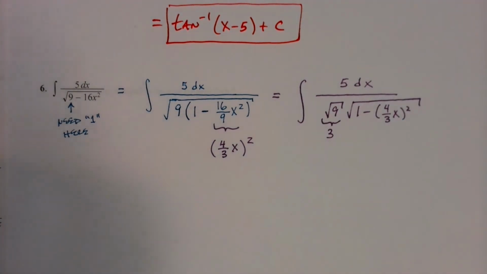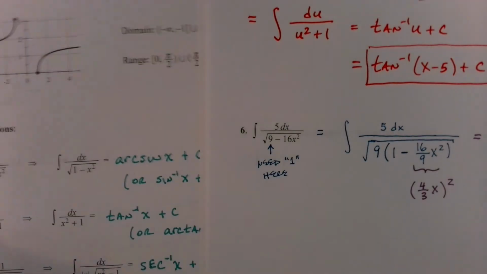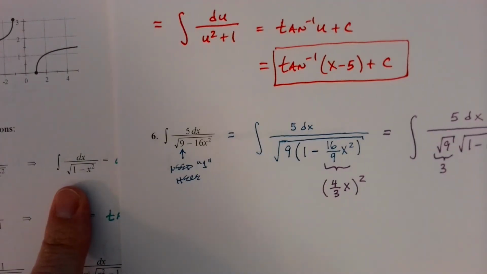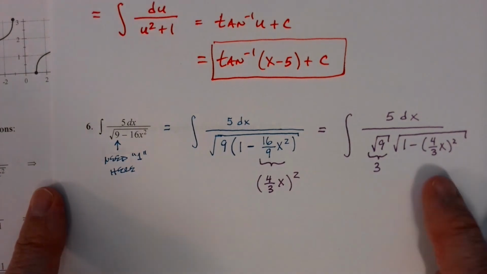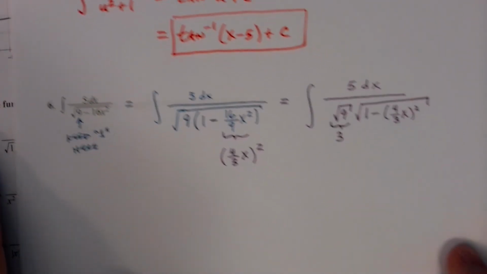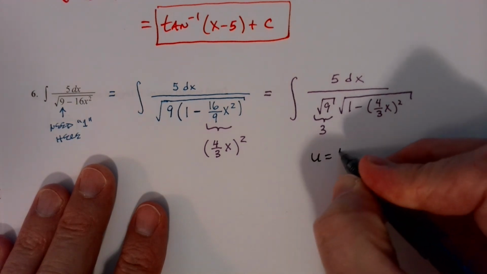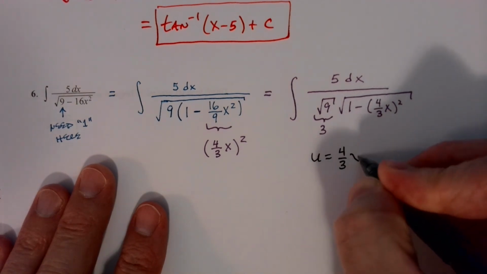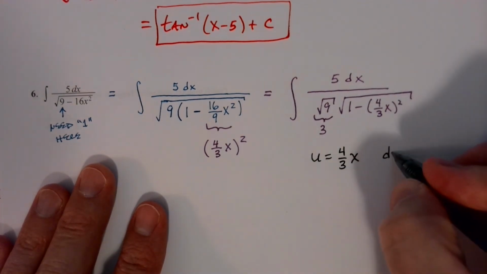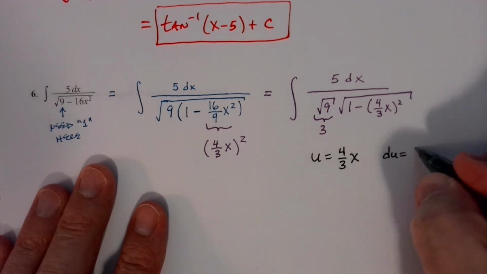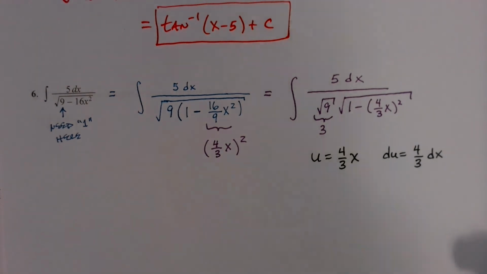Okay. Now, what substitution do I need to make? Again, look at what I'm trying to get to. 1 minus the variable squared. 1 minus the variable squared. What's my u going to be here? My u is going to be 4/3 x. Therefore, my du is just 4/3 dx.